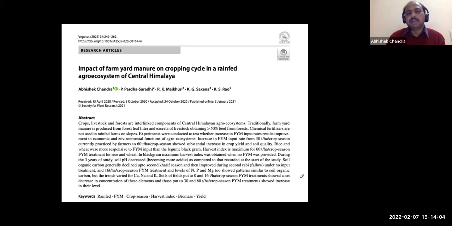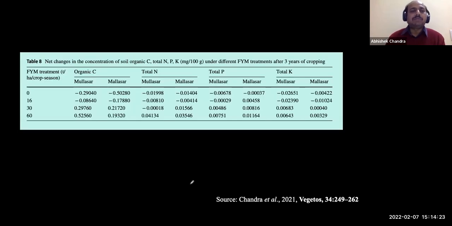It is our own study, and we applied different components, from 0 to 60 tons per hectare per crop season, with 30 and 60 manure, to find out which quantity is good and increases yield. We found that in all cases it is good, only in the first year the effect is negative, because before that it was a fallow period. Whatever the quantity, 30 or 60, it is good, because it goes in a positive direction over the 3 years of the cropping system.